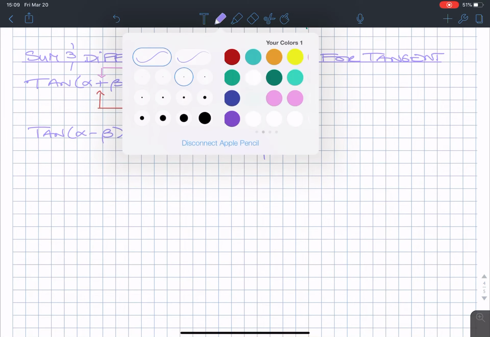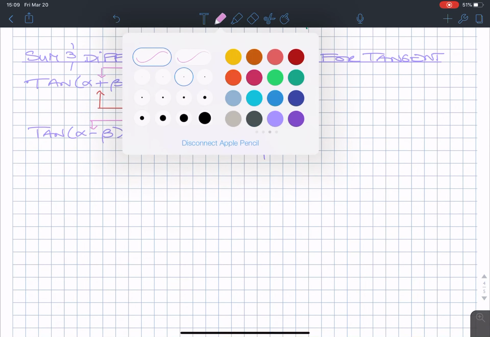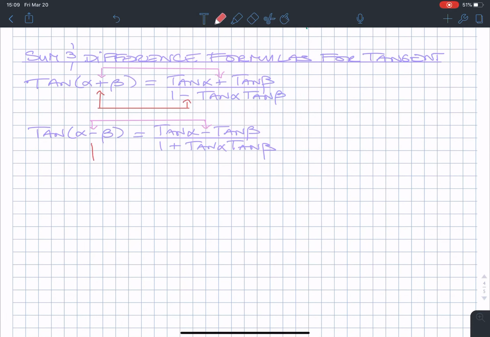So let me note that again. So now we have corresponding signs in the numerator. Actually, that doesn't look very nice. Corresponding signs in the numerator and opposing signs in the denominator.